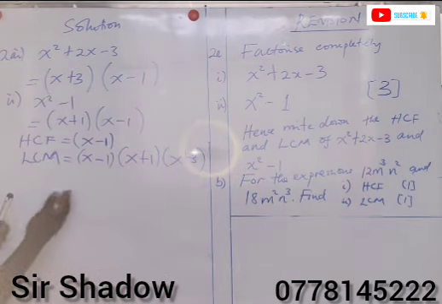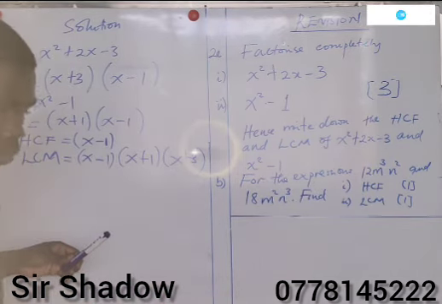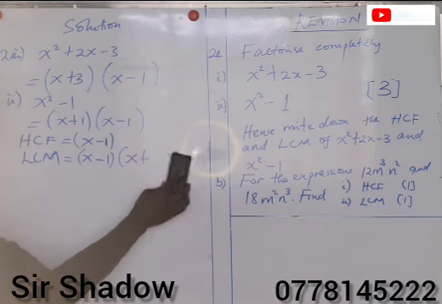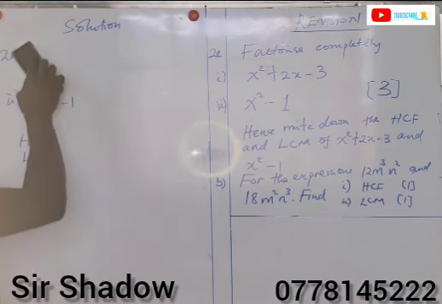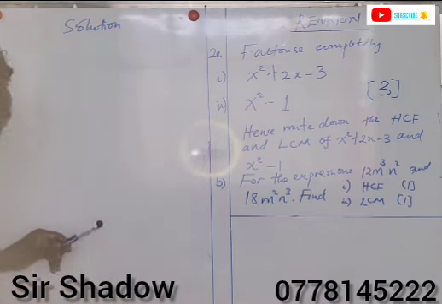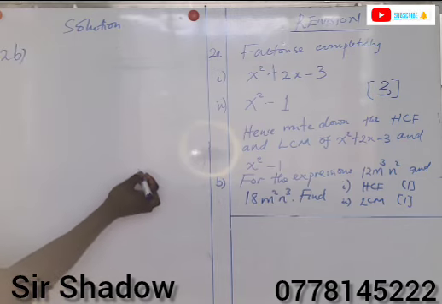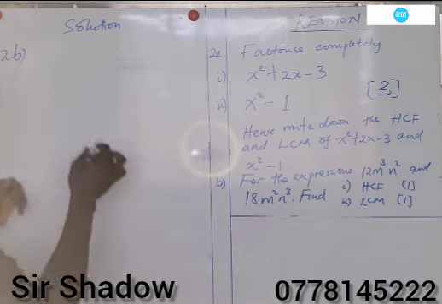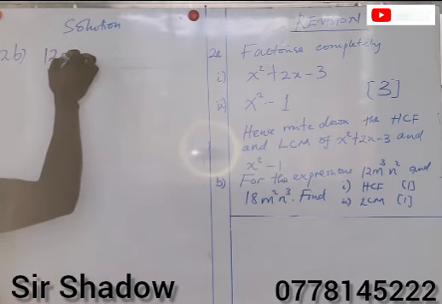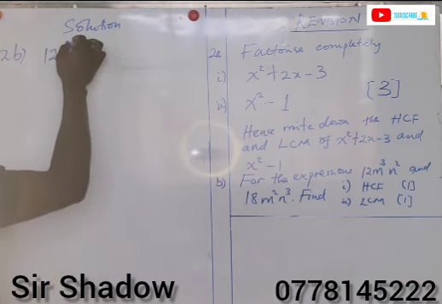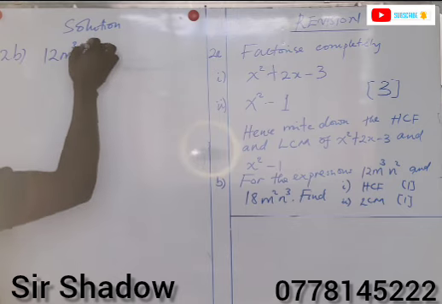Let's consider the next question, which is question 2b. We are given, for the expressions, 12m cubed n squared.